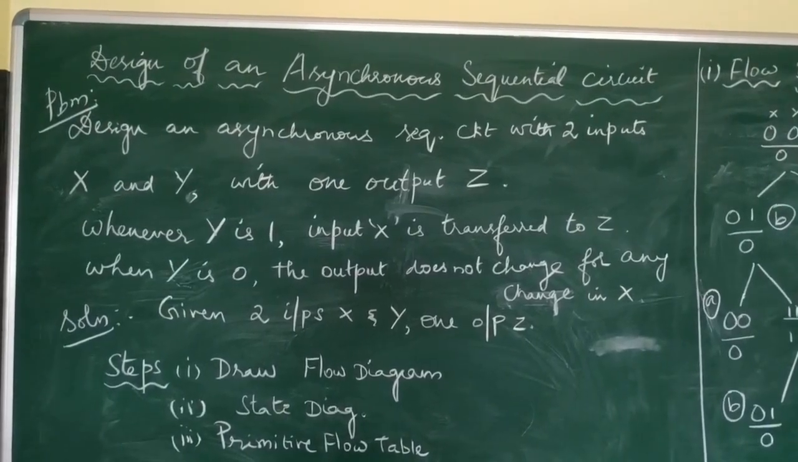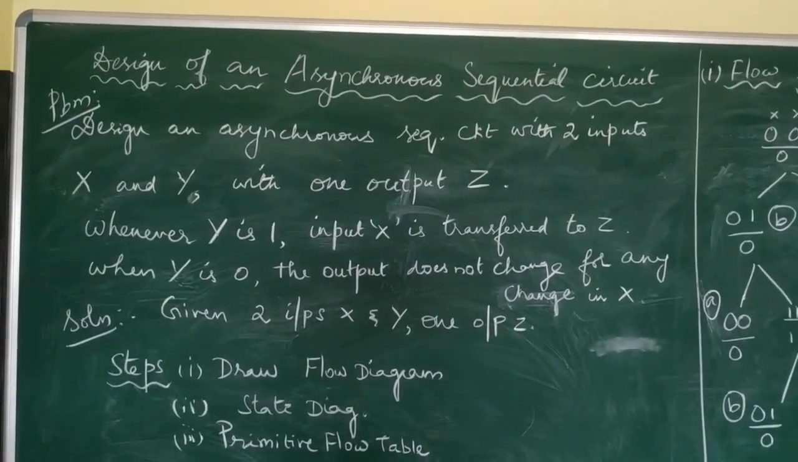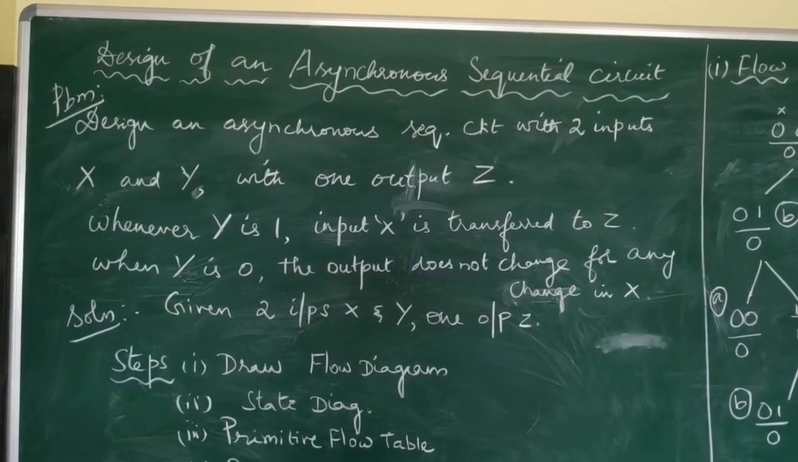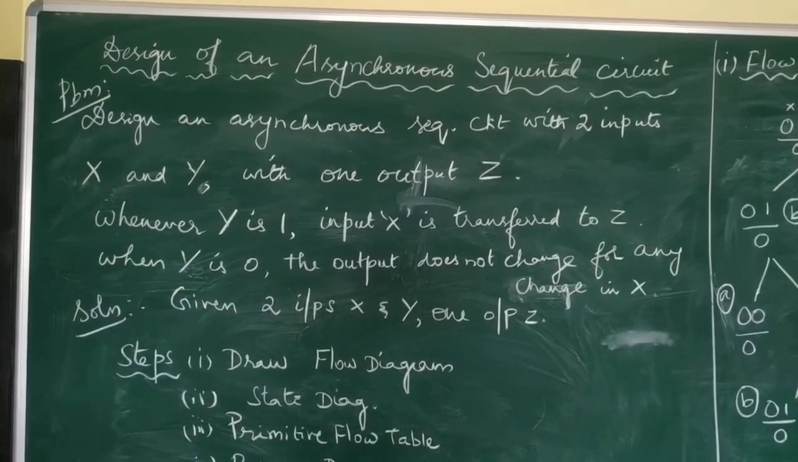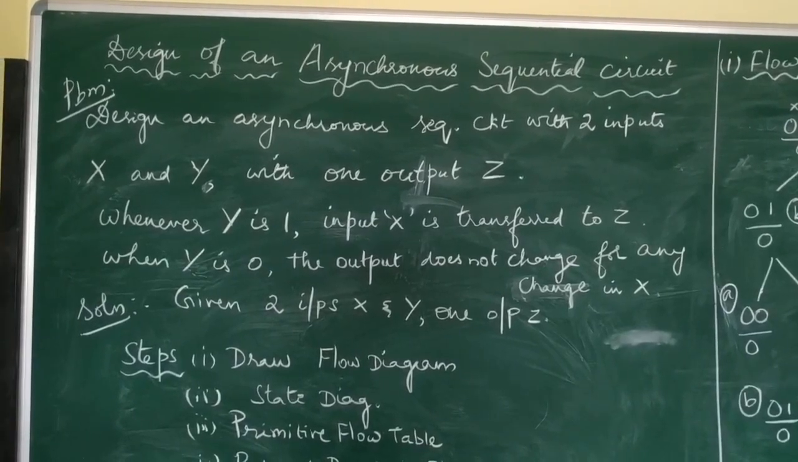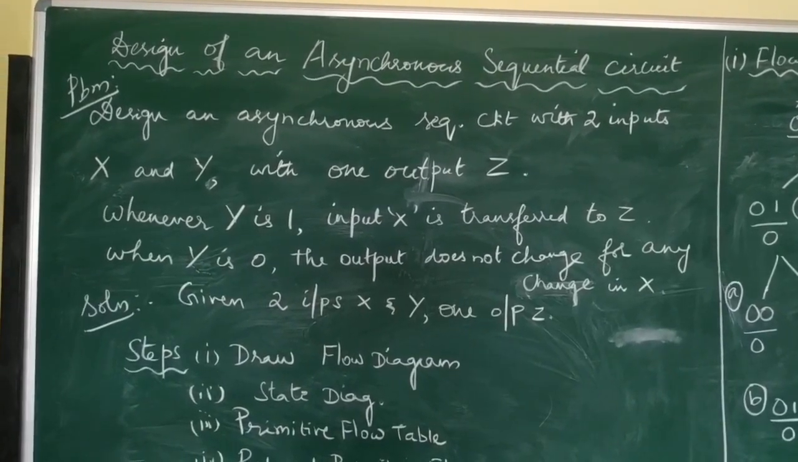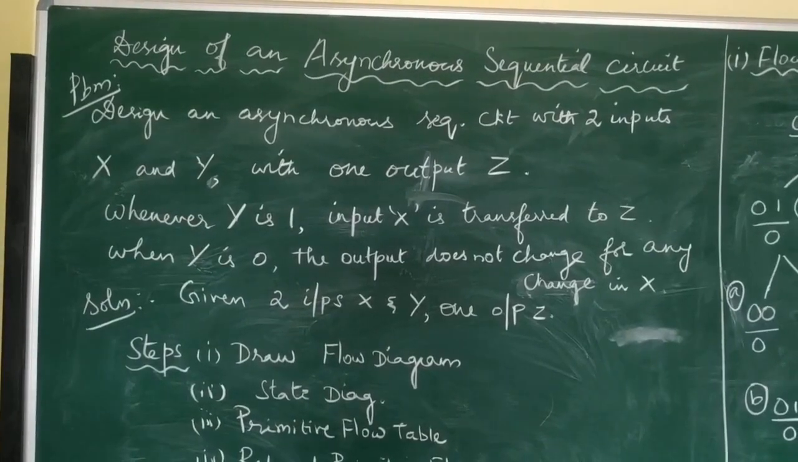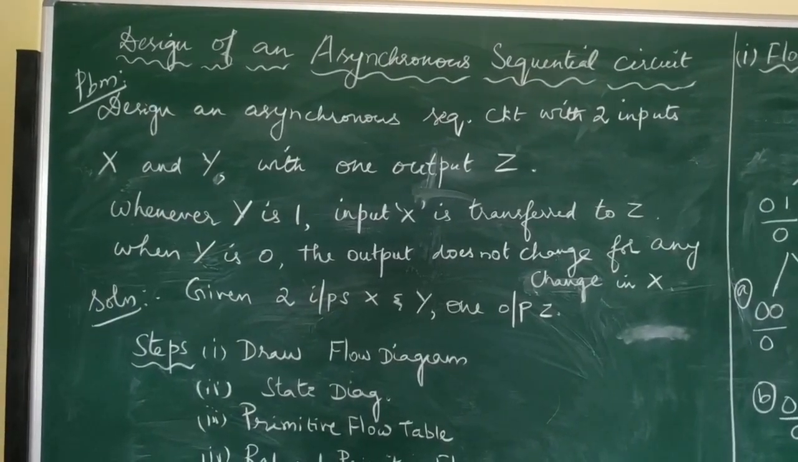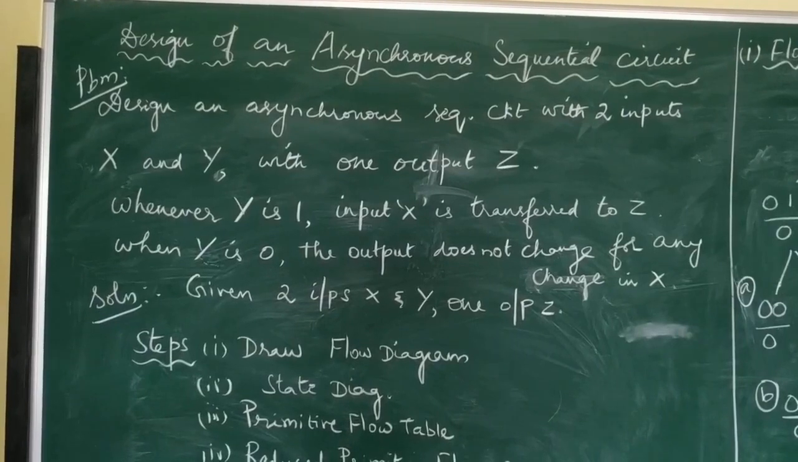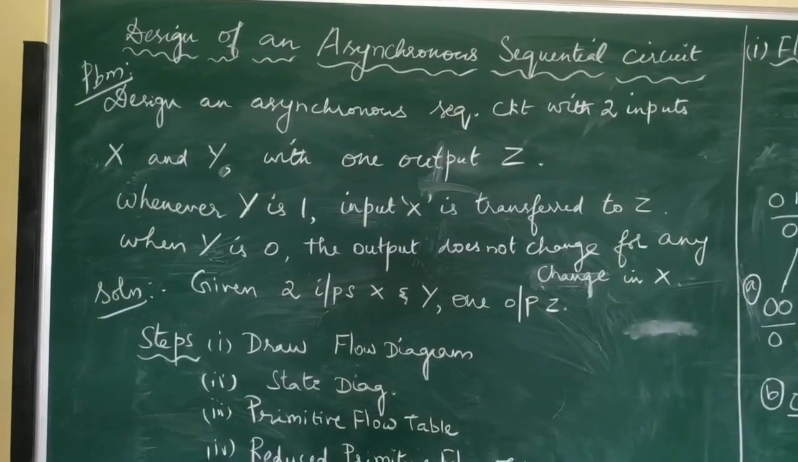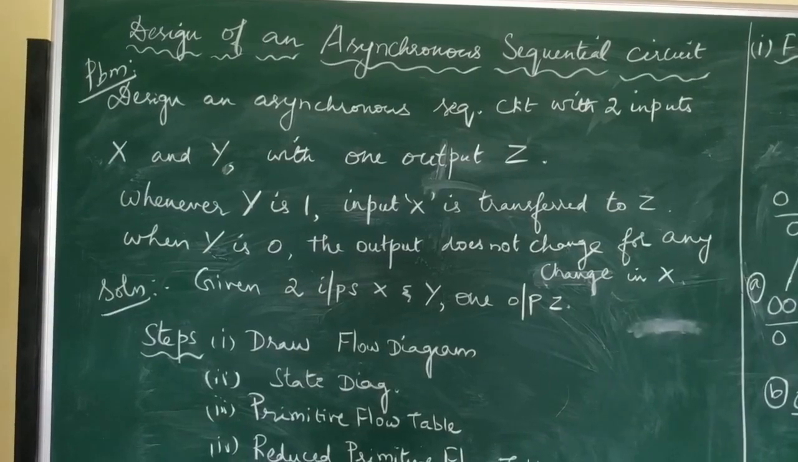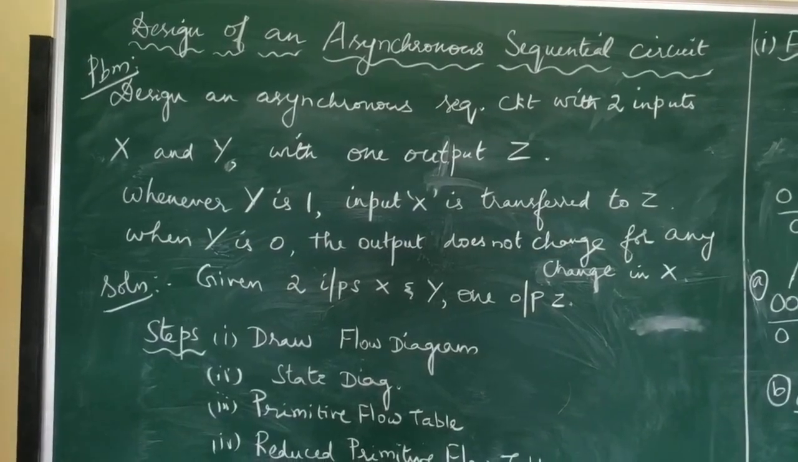Hello all. Today's topic is design of an asynchronous sequential circuit. The problem is design an asynchronous sequential circuit with two inputs x and y, one output z. Whenever y is 1, input x is transferred to z, that is z is equal to x. When y is 0, the output does not change, that is z does not change for any change in x.